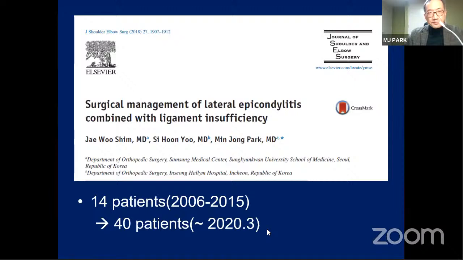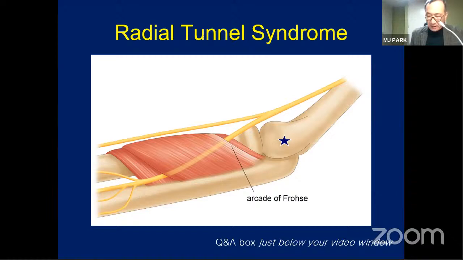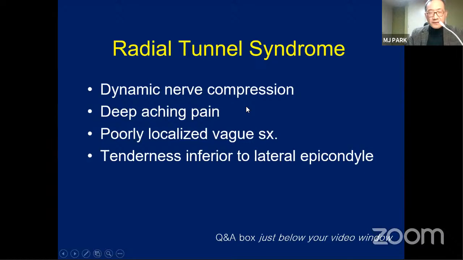And finally, I'd like to discuss the radial tunnel syndrome. In the textbook, radial tunnel syndrome should be differentiated from the lateral epicondylitis. It's a dynamic nerve compression. The nerve is the deep radial nerve, and the symptom is a deep aching pain, but it is poorly localized and very vague. So the diagnosis is also vague because of the lack of objective findings. So actually, I do not know what the radial tunnel syndrome is, and whether it needs to be released.